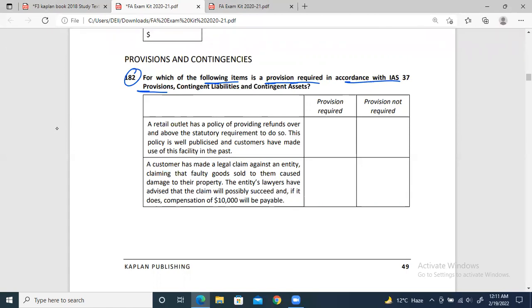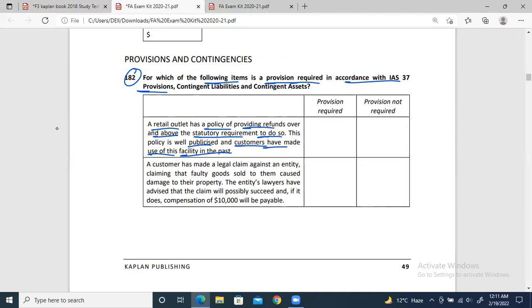Okay. Now, firstly, a retail outlet has a policy of providing refunds over and above the statutory requirement to do so. So legally, it is required to give very less refunds. Same example that I gave to you about the supermarket, the constructive obligation and all that. This policy is well publicized and customers have made use of this facility in the past. So you can see legally it's not obliged to do. But the thing is that constructive obligation has come in between. Legally it is not obliged to make such kind of refunds, but this policy is well publicized and customers know about that.